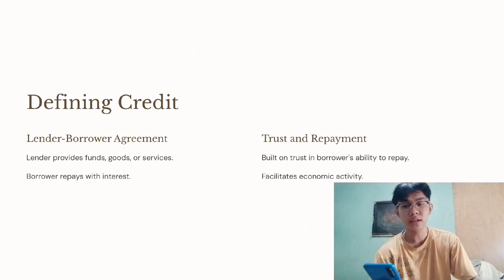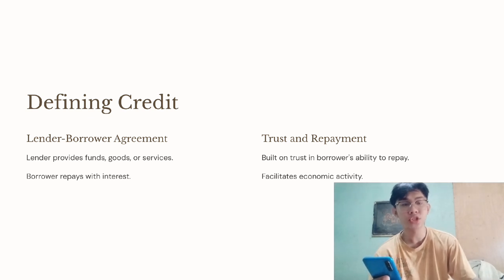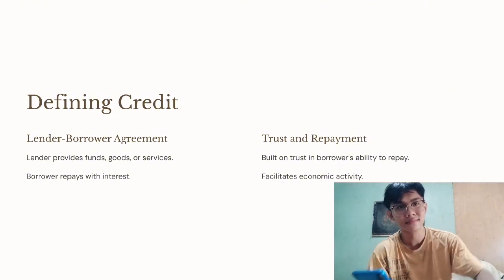So in historical context, the term credit originates from the Latin creditum, meaning a loan, thing entrusted to another, derived from credere, which means to trust, entrust, believe. This etymology underscores the foundational elements of trust in credit transactions.